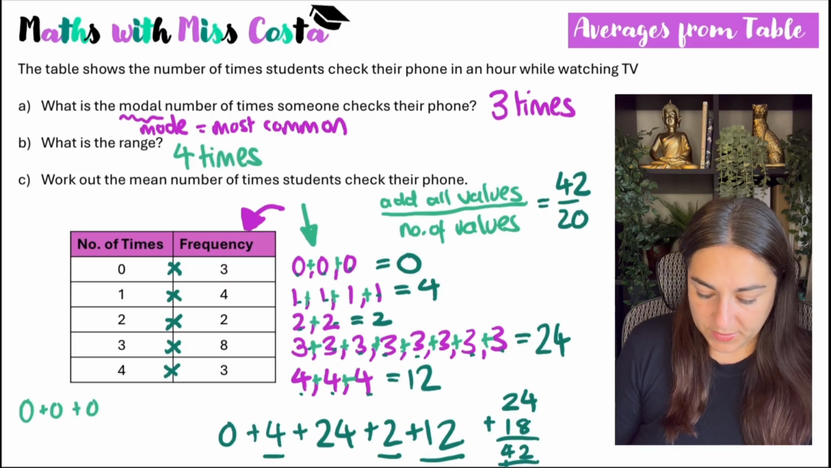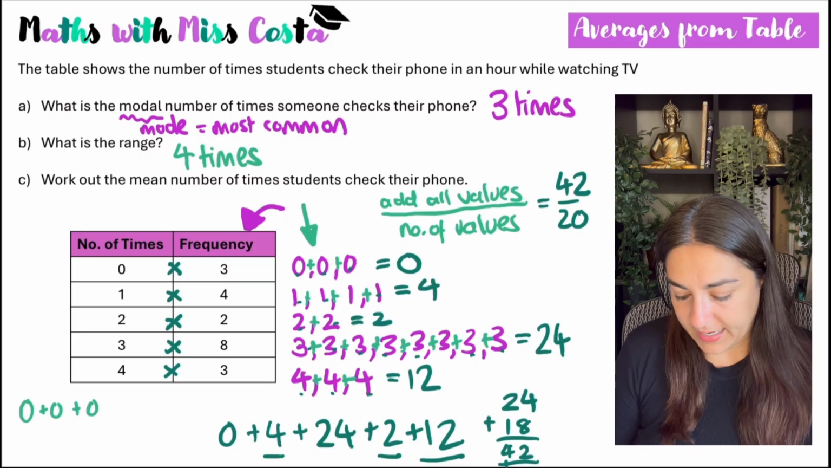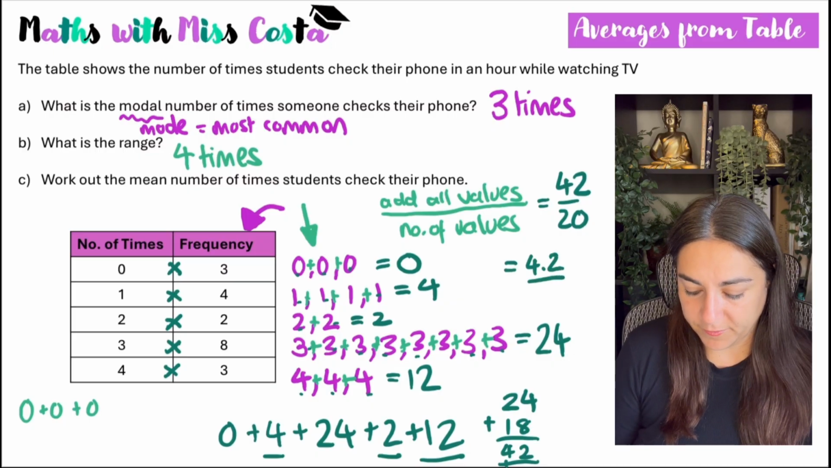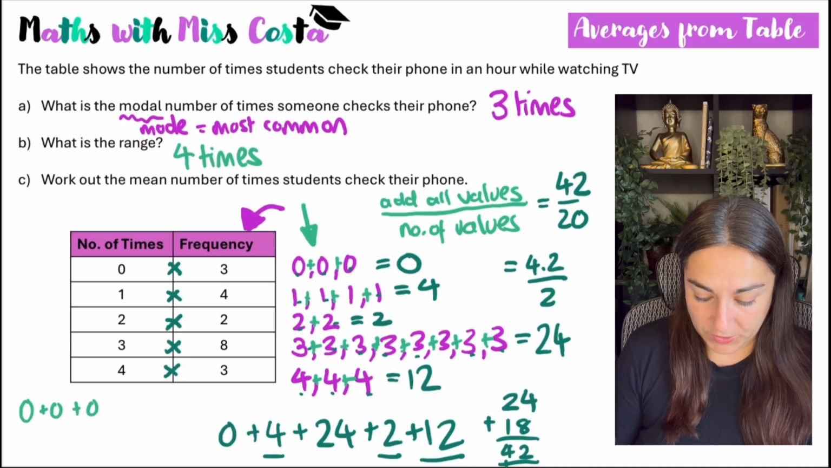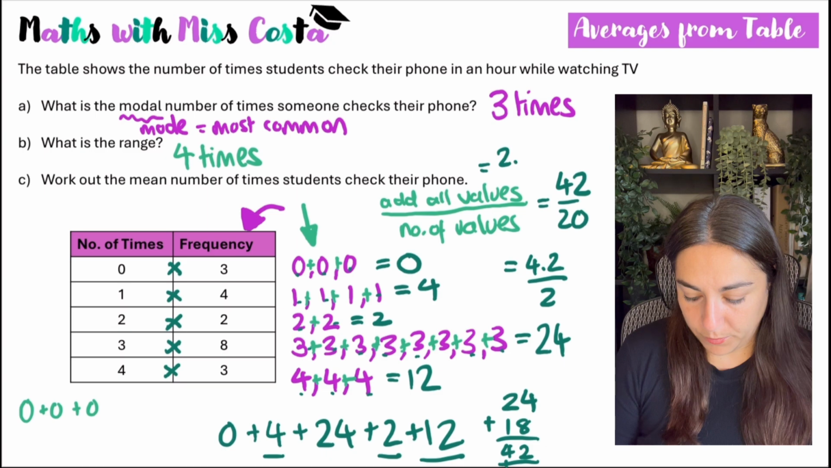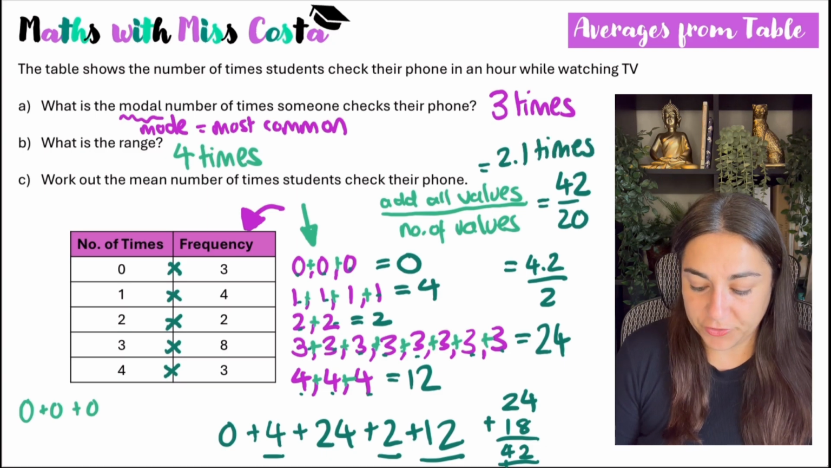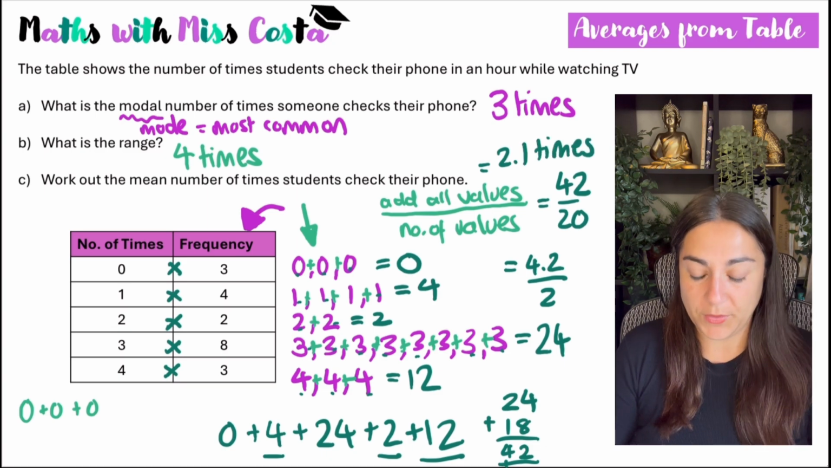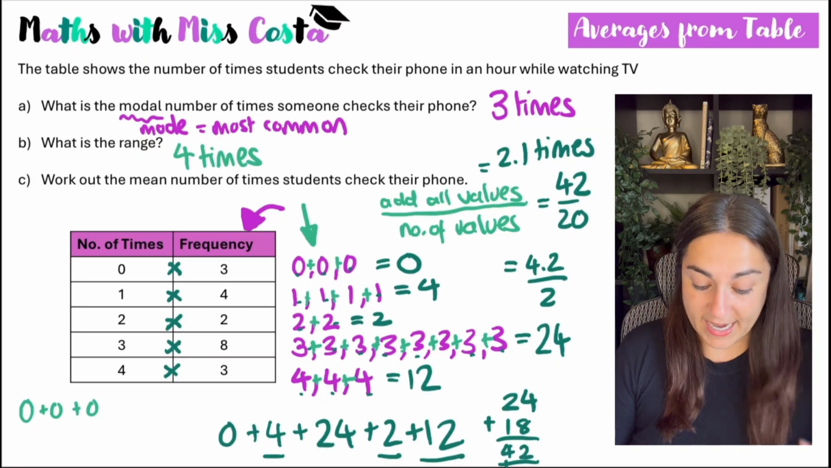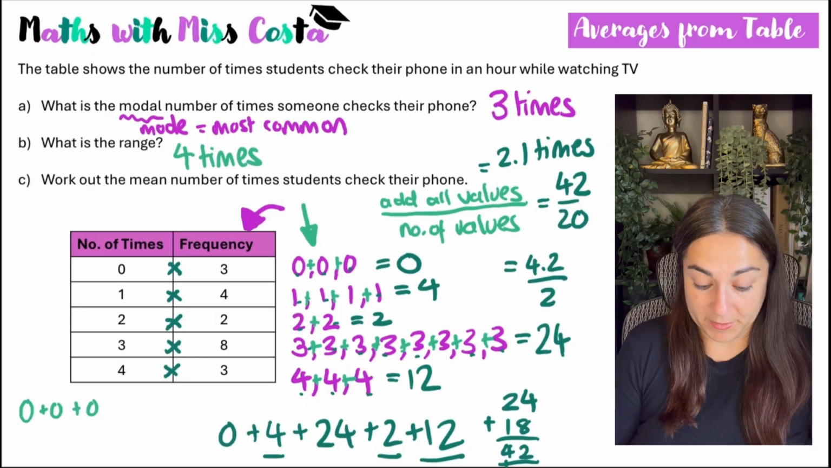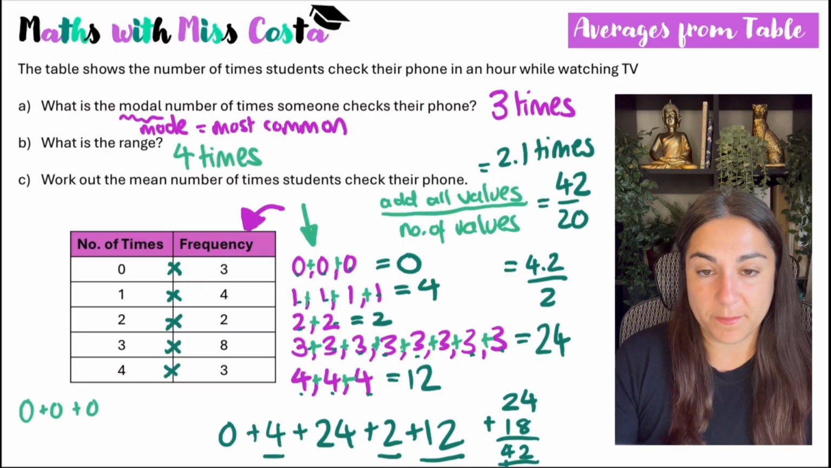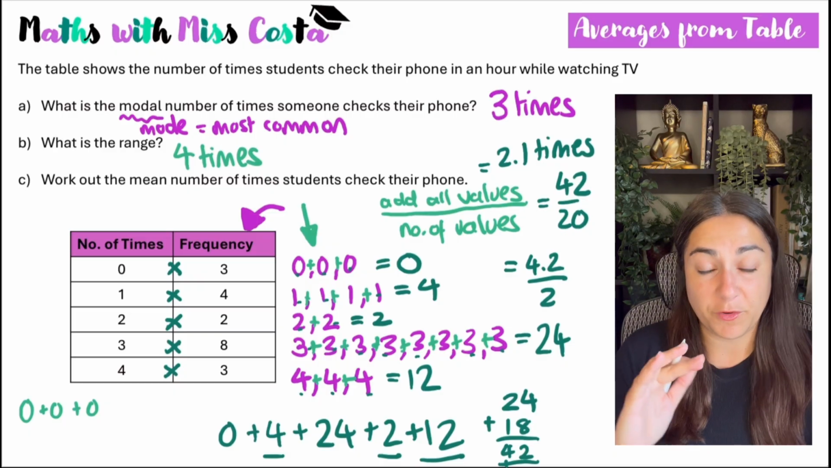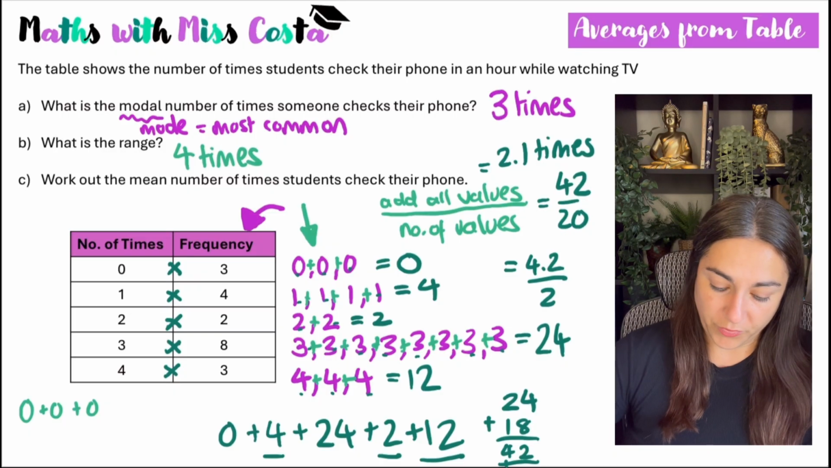So I do 42 divided by 20. And if it's non-calculator, I could simplify that to 4.2 divided by 2, I've just divided by 10, and 4.2 divided by 2 is 2.1 times. So this is slightly trickier, especially mean. Mean is very tricky to do, but you've got two methods, either the table method where you multiply the frequency times by the number of times, add it together and divide by the total frequency, or write the values out and work out the mean as you normally would with a data set. So if you're feeling super unconfident about tables, try the second way.